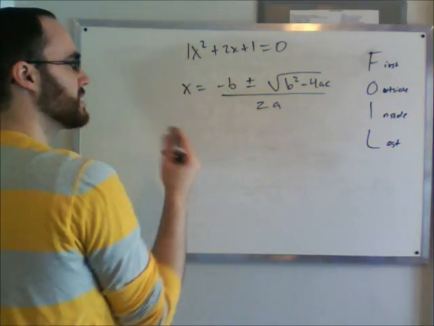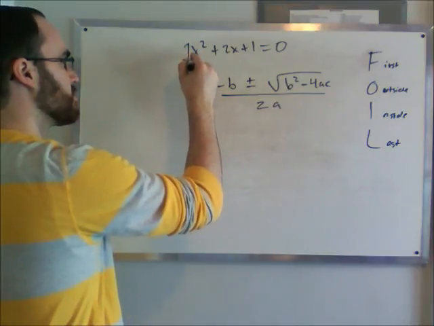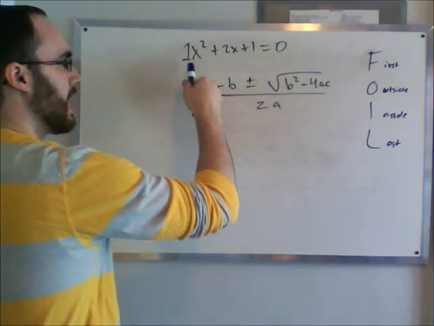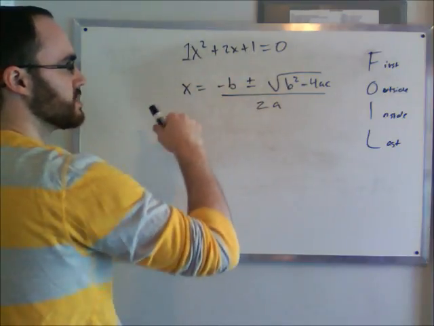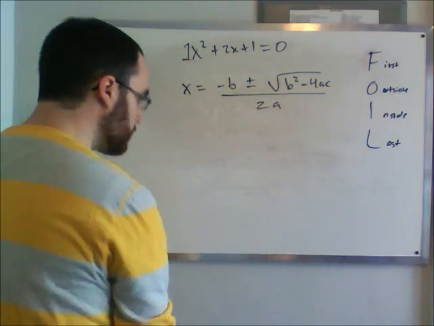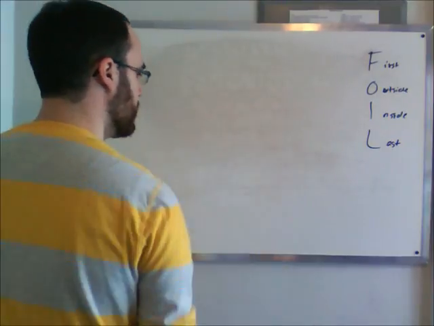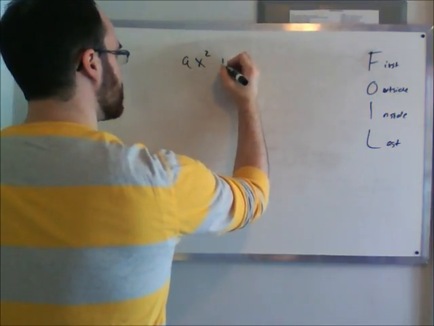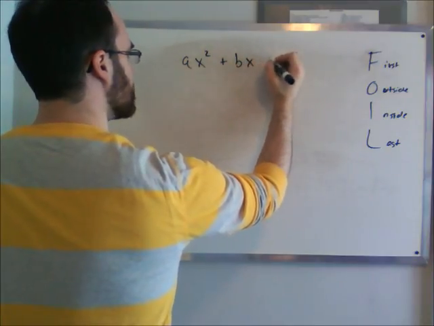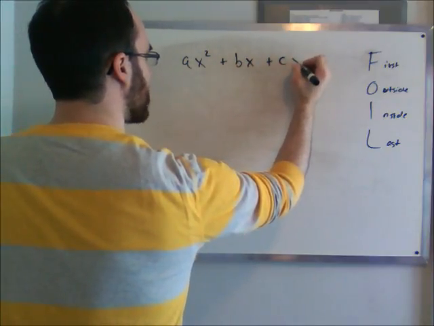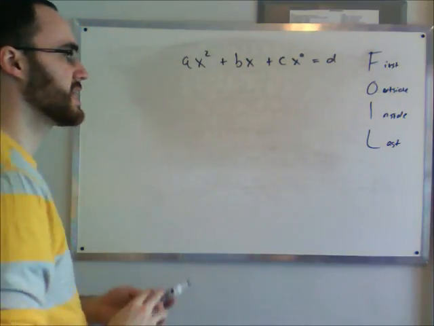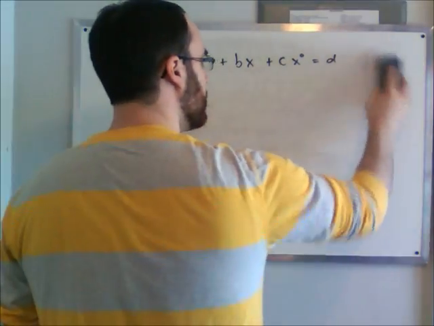So let's talk about this. This is really 1x, right? Because we know that if nothing's in the front, it's just 1 times x. These letters that go on here correspond to the coefficients of each x exponent. So let me show you that in a little more detail. We have ax squared plus bx plus cx to the 0 equals d. That's what we're going to express this as.